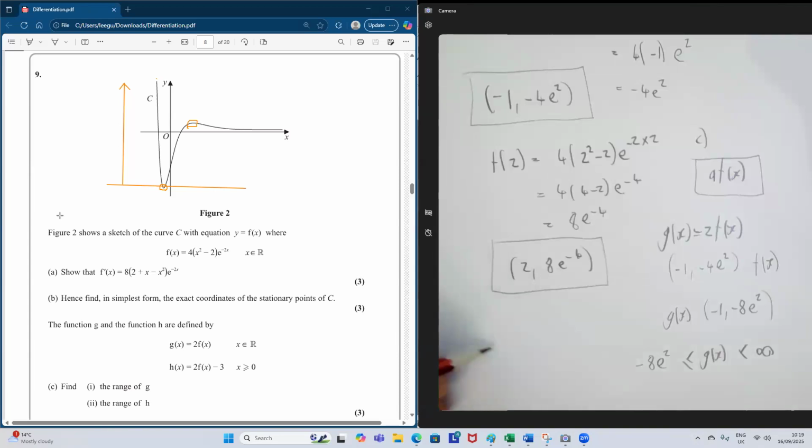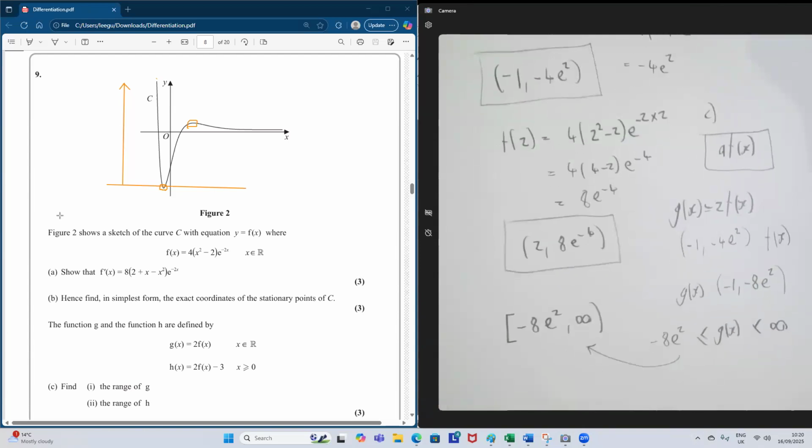We could write it using that notation where we can say like this. You could write -8 e squared comma infinity. That's another way of representing that same thing there. Okay, that square bracket means greater than or equal to, and that curve bracket is a strict inequality. So that's an alternative way we could write that answer.